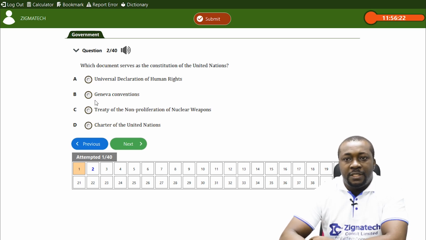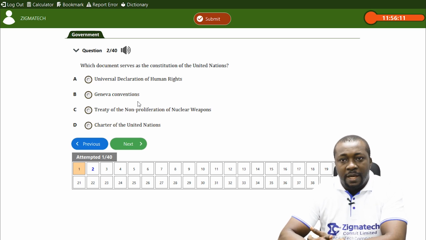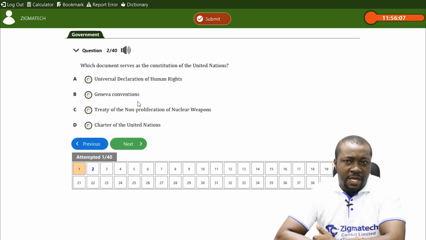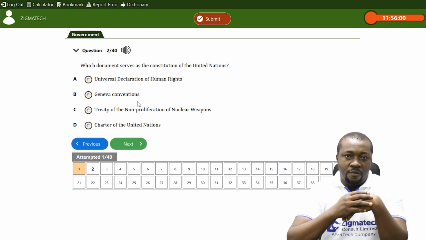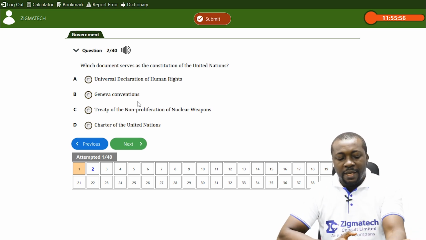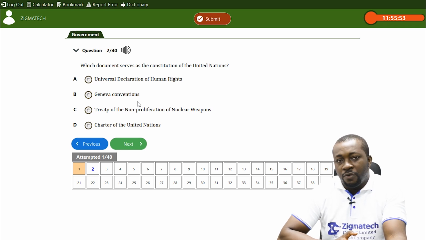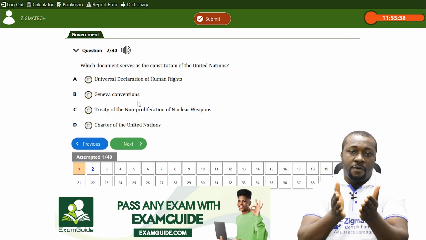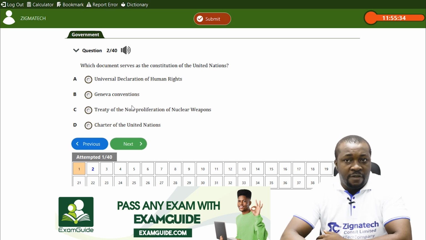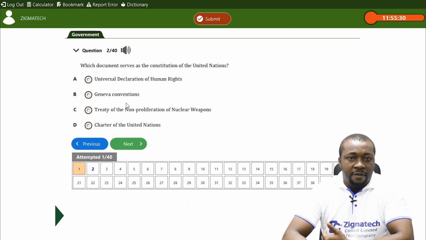Now, option B is the Geneva Convention. Now, the Geneva Convention is a treaty, a convention agreed upon in the late 1940s. It is a conventional treaty that agrees on humanitarian considerations during war: the rights of civilians, how civilians should be treated during war, the rights of war prisoners, the rights of the injured, and how to treat people who are sick during the war. So to give a humanitarian face during war, it was agreed upon by the world powers. So it is not the document. Even the United Nations had been established before the Geneva Convention.